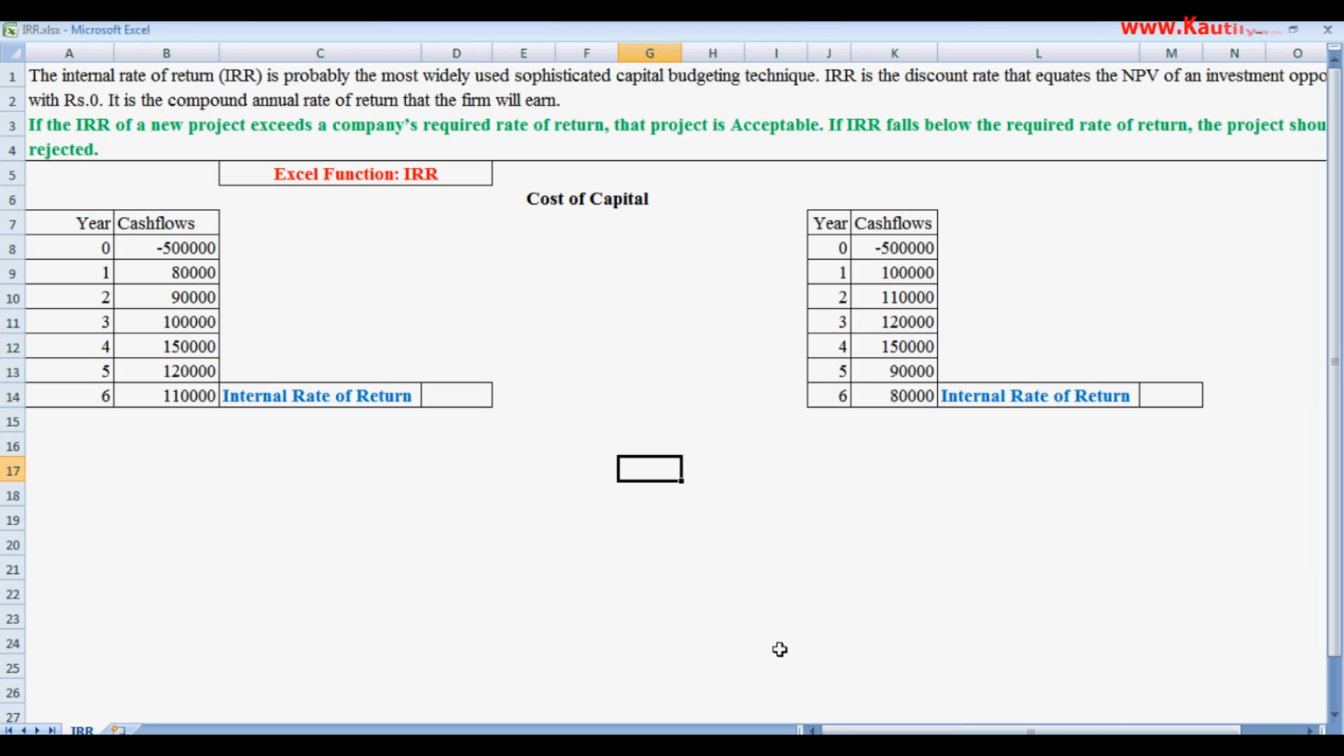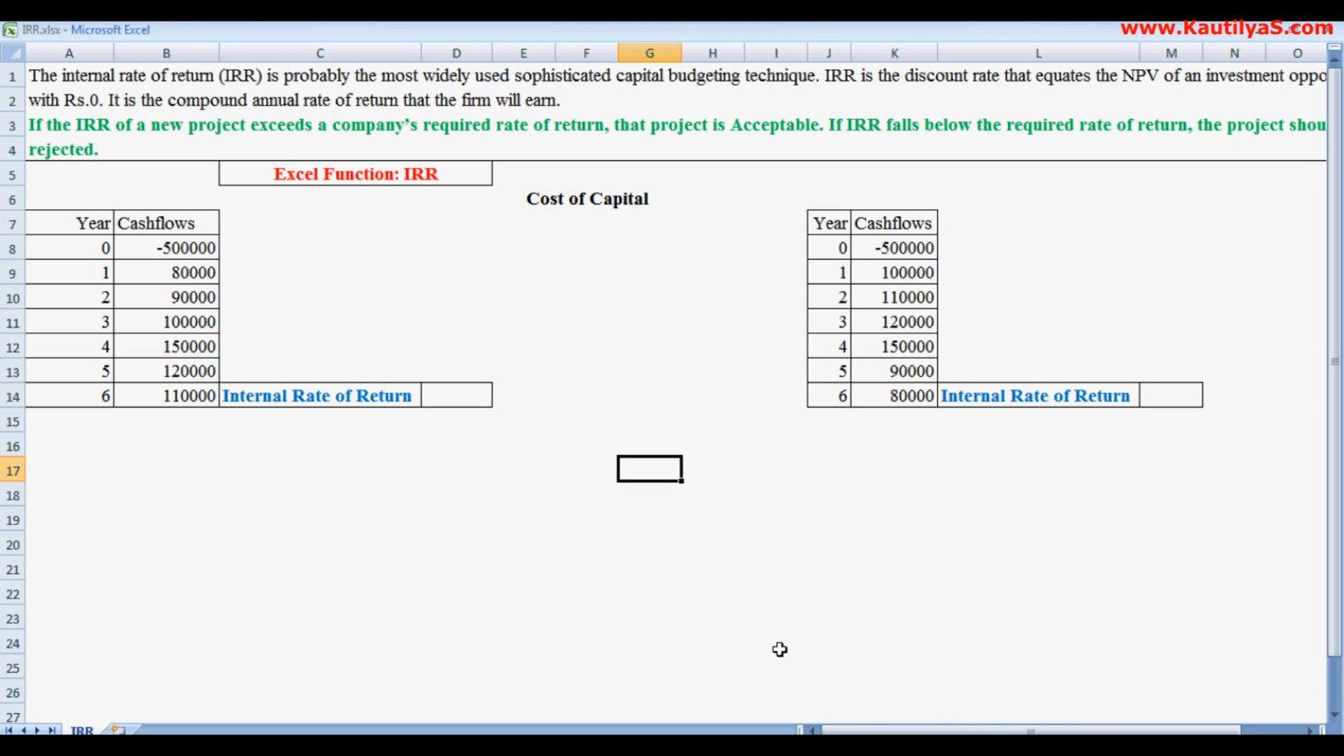NPV tells us whether the cash flows are positive or negative, that is, greater than 0 or less than 0. So it gives the amount of cash flows, whereas IRR gives the percentage of return on an investment. IRR is simpler and easier to evaluate than NPV, because it simply says what percentage we are earning from an investment, and it is compared with our cost of capital.